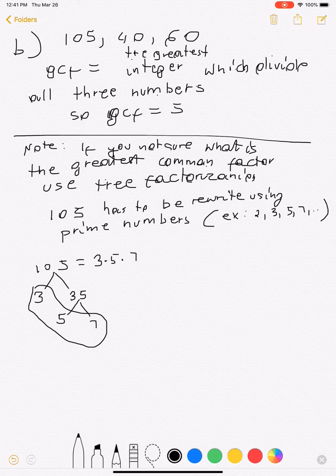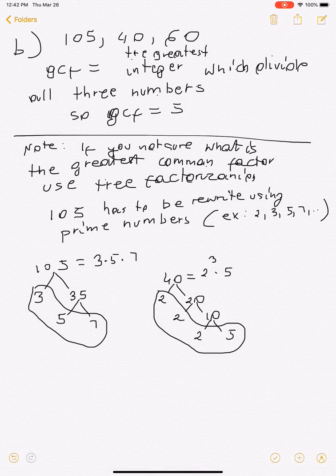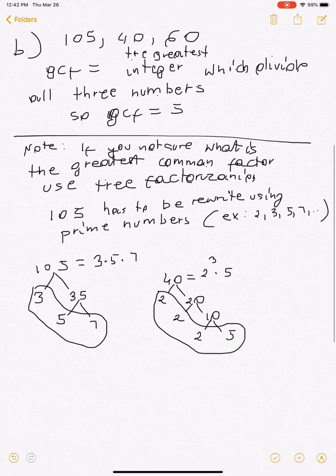I'm going to do the same thing for 40, because we're trying to find the greatest common factor between 105, 40, and 60. 40 can be divided by 2, you're getting 20. 20 can be divided by 2, you're going to get 10. 10 can be divided by 2, you're getting 5. You're going to stop when you only have prime numbers. So 40 is the same as 2, which repeats 3 times, meaning 2 to the 3rd power times 5. And I'm going to do the same thing for 60.